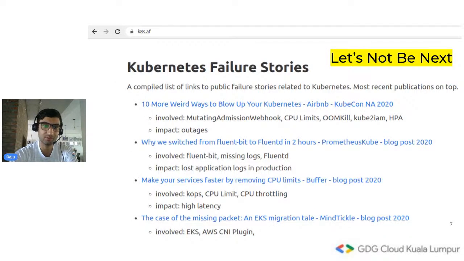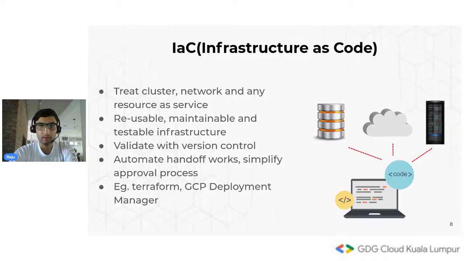So if you go to this URL, cares.af, you will see lots of failure stories. So let's not be next. There are lots of interesting stories on this website, so you could go and read them, and whether you are diving into Kubernetes or already using Kubernetes, there are lots of things we can learn from those failure stories, so that we will be more proactive, right?